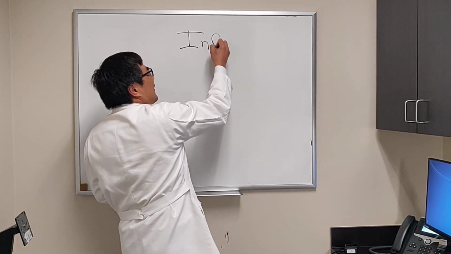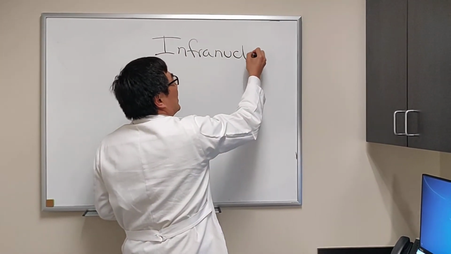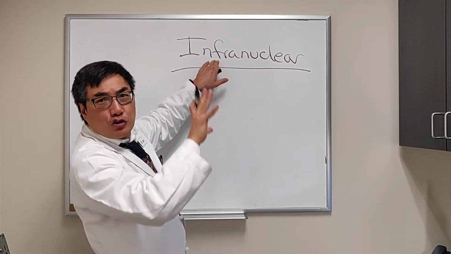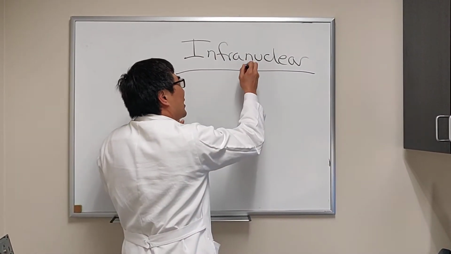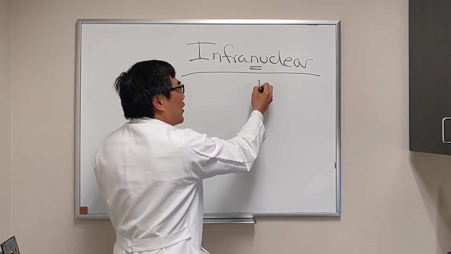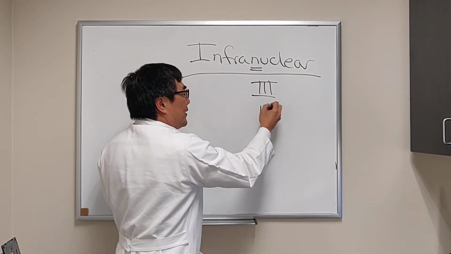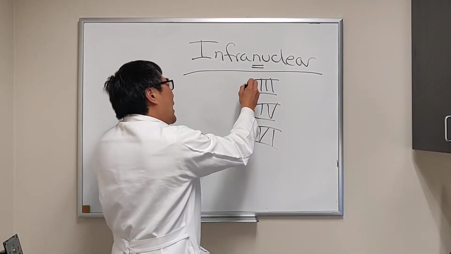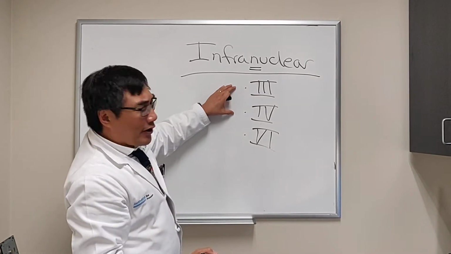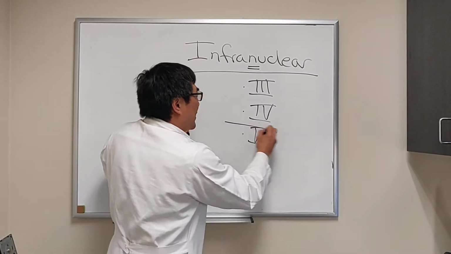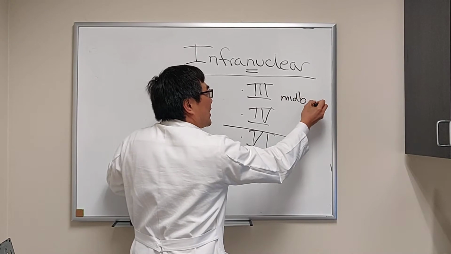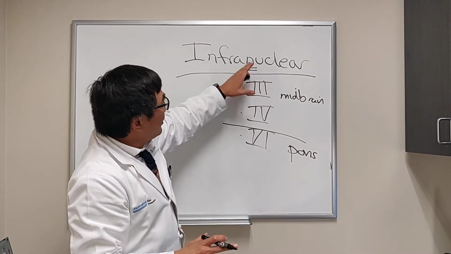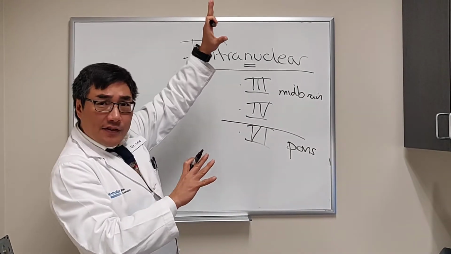So we're going to be talking about infranuclear lesions today. And infra means below, as opposed to supra, which means above. And it's below the nucleus. So each of our cranial nerves 3, 4, and 6, that control the eye movement, have nuclei. The nuclei of cranial nerves 3 and 4 live in the midbrain, and the nucleus of 6 lives in the pons. And you need to know that because there are control mechanisms that are above the nucleus.